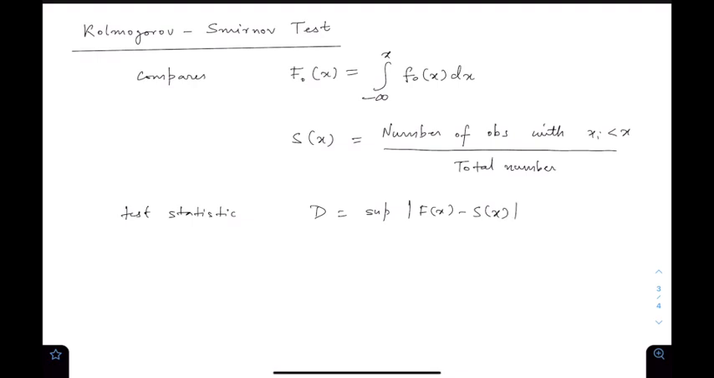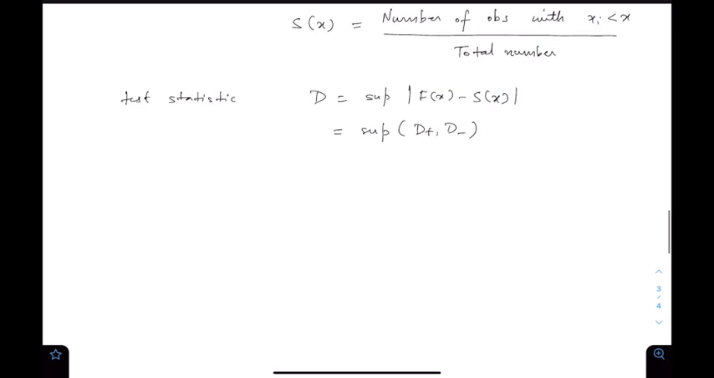It's also written as the supremum of D+ and D-. So D+ and D- denote the maximum and the minimum, or in other words, it's more appropriate to call them the maximum positive and the maximum negative differences.